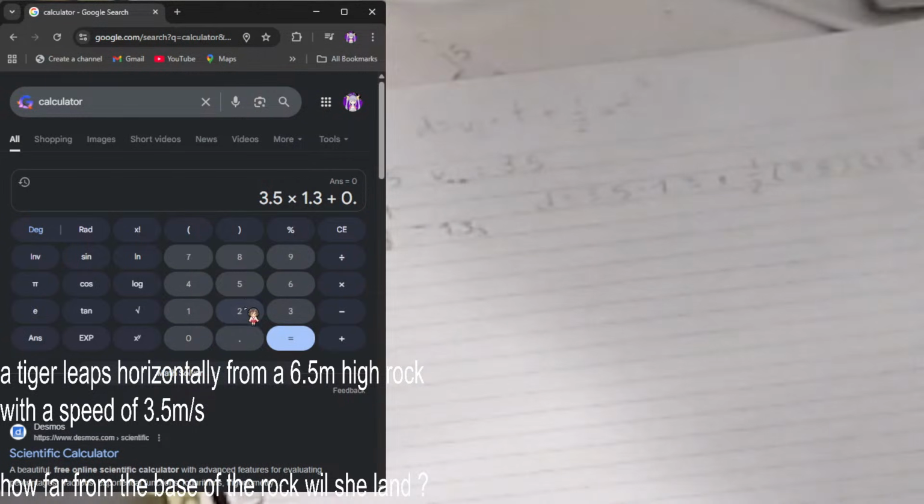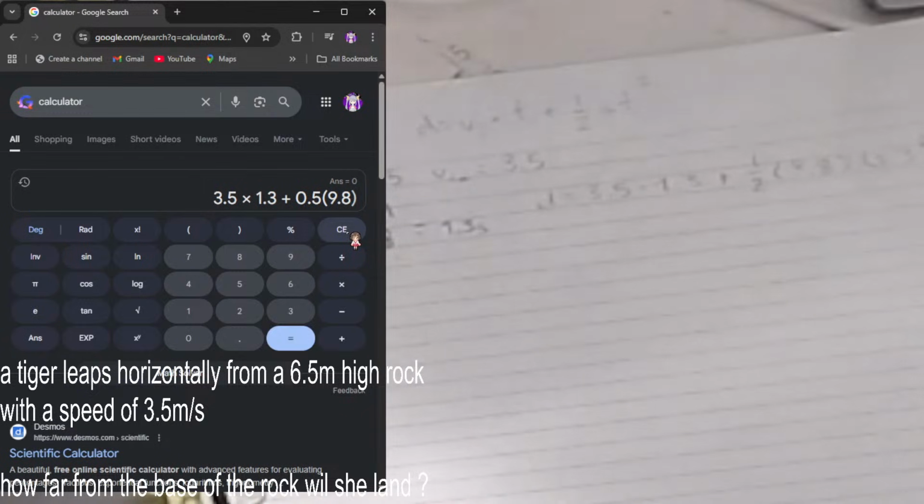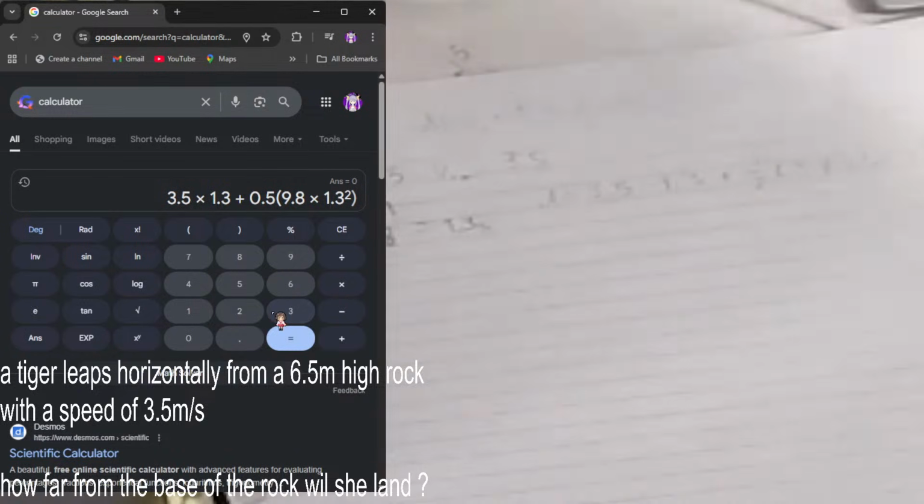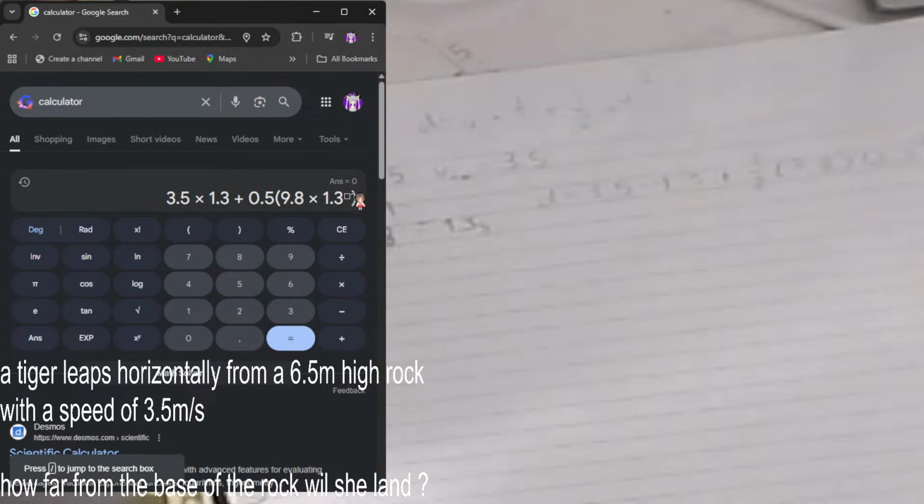This plus 0.5, 9.8. Nope, that's not what I want. Stop doing that. Fine, what are you doing? That's not what I want! Get out of the brackets! Out of the brackets. Go. No. Get out of the brackets!